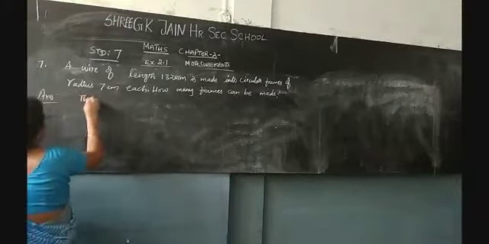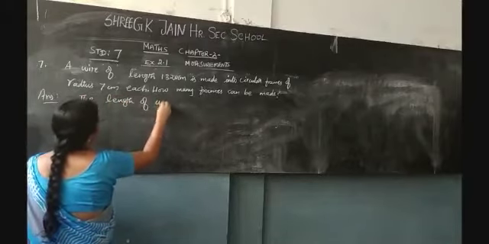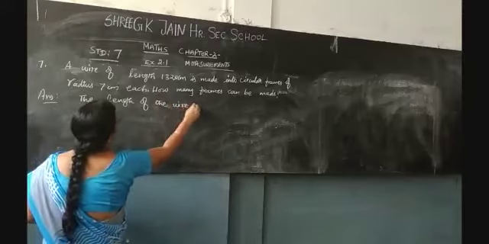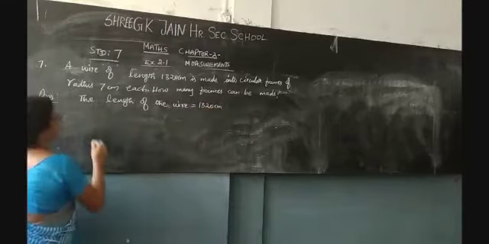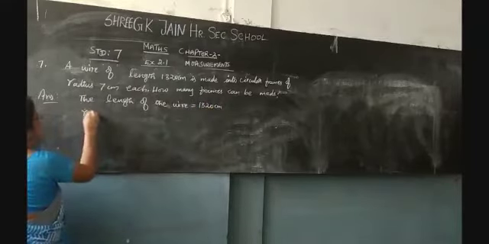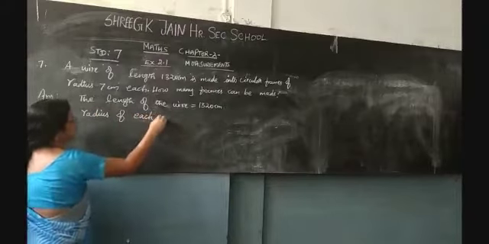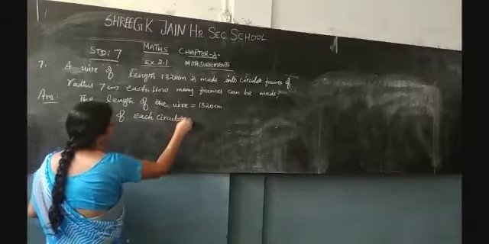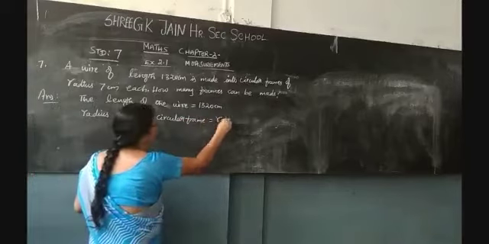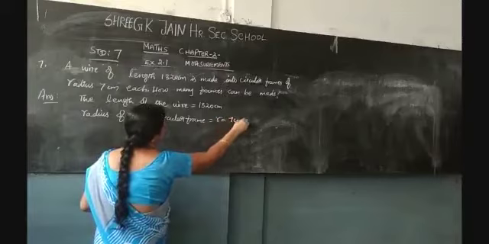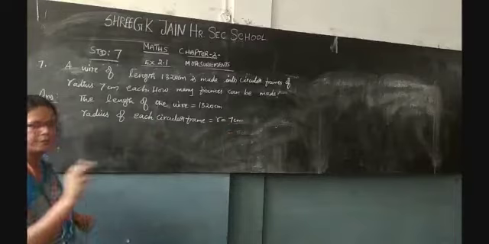Shall we see now? First one, the length of the wire equal to how much? 1320 centimeter. Radius of each circular frame equal to how much? R equal to 7 centimeter. What are you going to find out? Circumference of one frame.